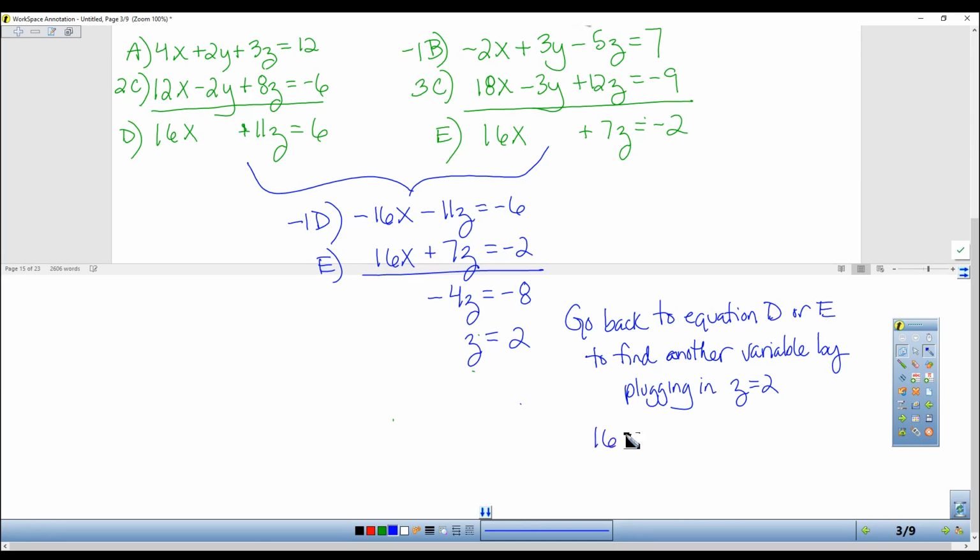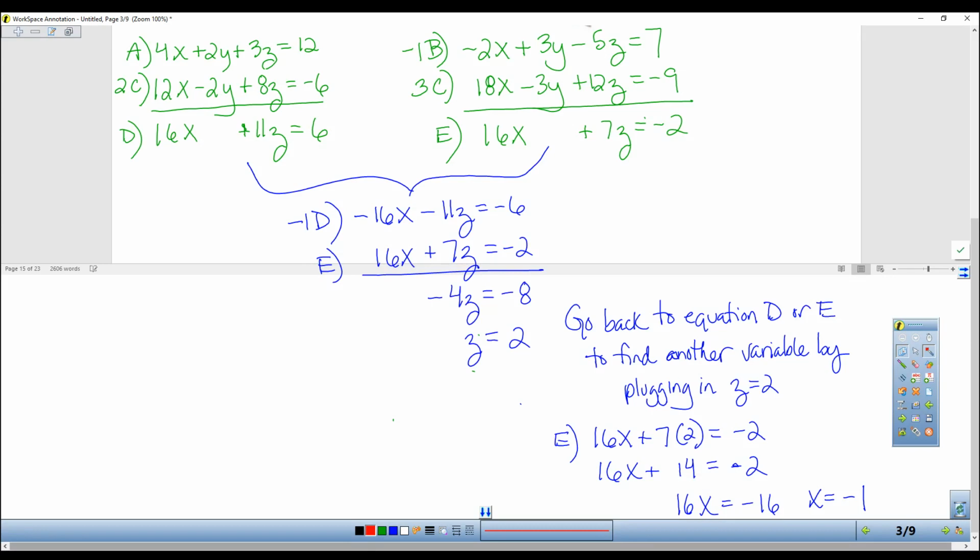So I'm going to do 16x plus 7. I'm choosing E. 7 times 2 is equal to -2. 16x plus 14 is equal to -2. 16x is equal to -16. X is equal to -1. So I'm getting there. I've got 2 of my variables.